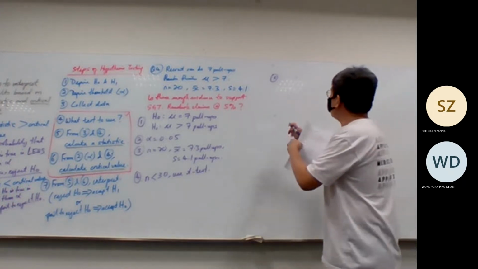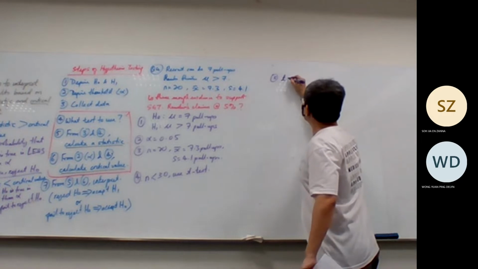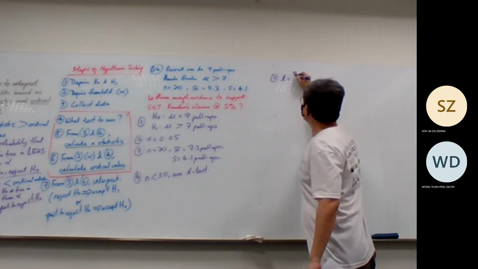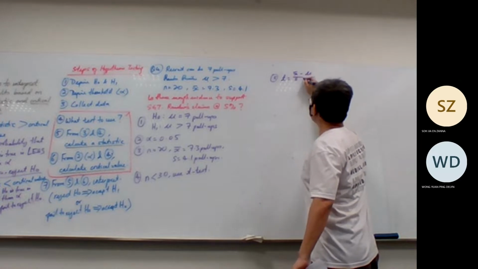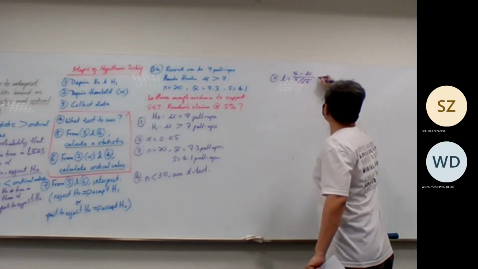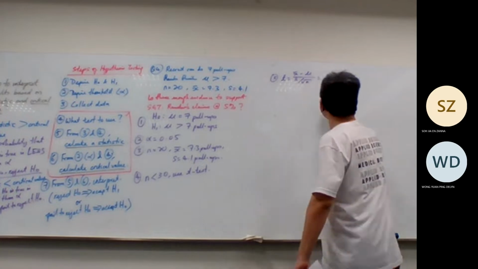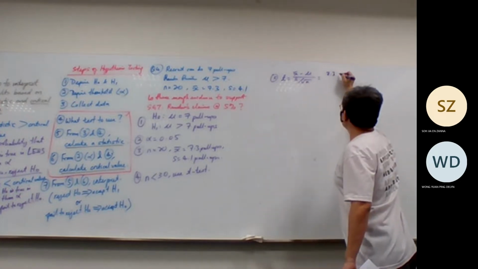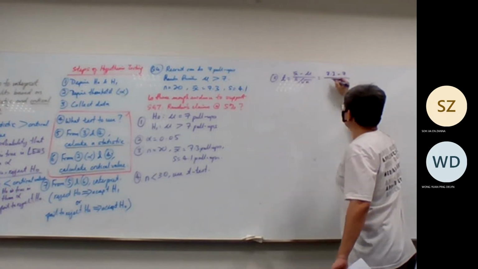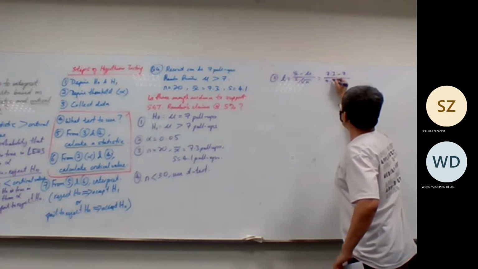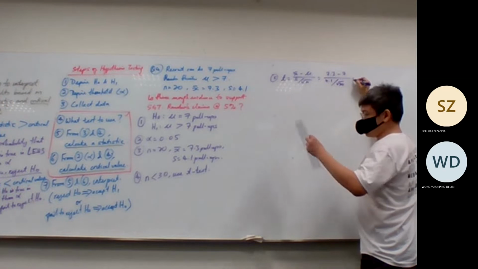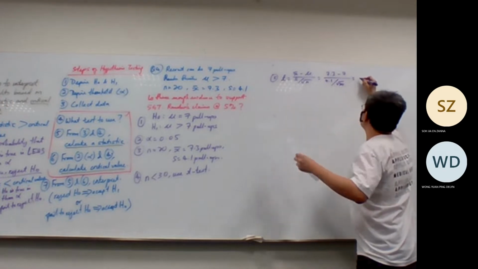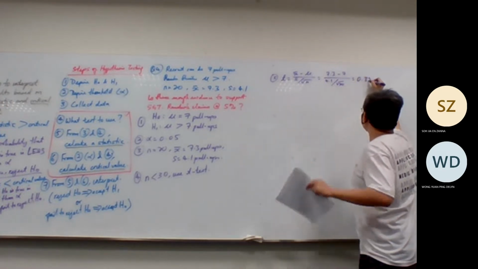Okay, so you calculate the T statistic. The T statistic is actually the same formula as your Z statistic, which is 7.3 minus 7 over 4.1 divided by square root of 20. So this gives you 0.327.